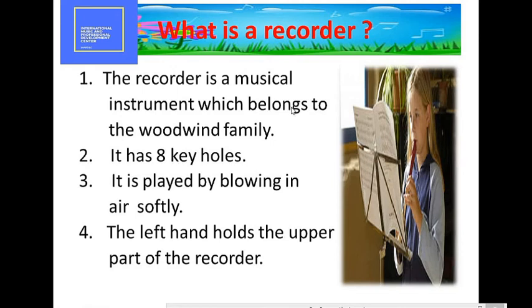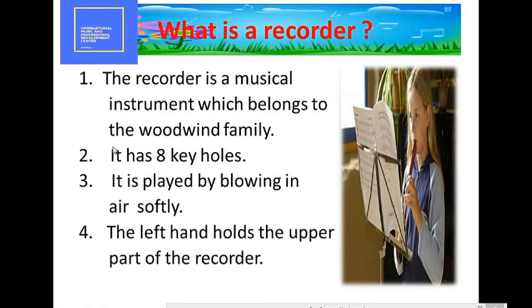So, what is a recorder? That's a question I'll be asking everybody now. What's a recorder? Now I'll explain what a recorder is. A recorder is a musical instrument which belongs to the woodwind family. In music, we have 5 families or classes of musical instruments. All the instruments are divided into 5 classes, and the woodwind family is just one of the classes. So the recorder belongs to the woodwind family.